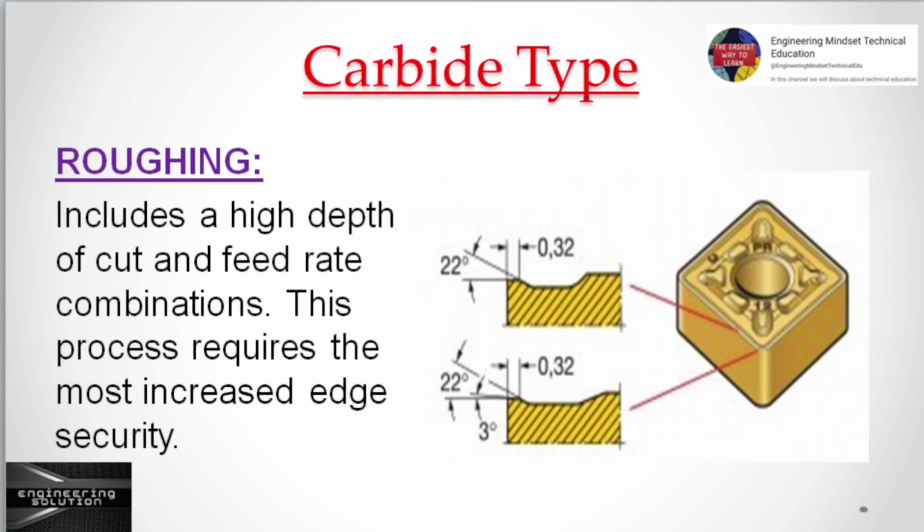of cut. Roughing includes a high depth of cut and feed rate combinations. This process requires the most increased edge security.